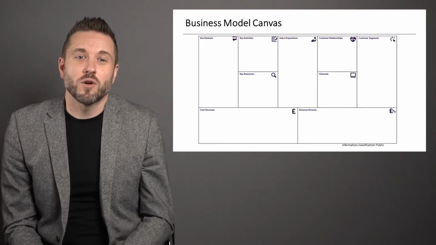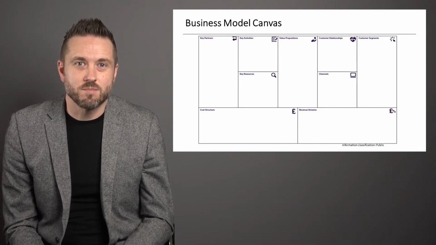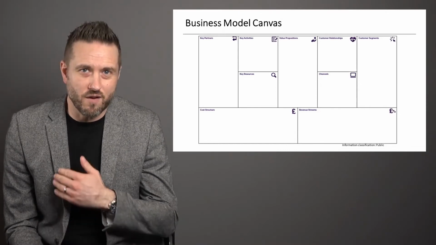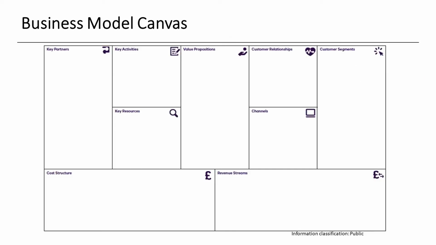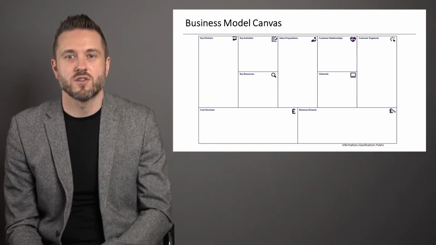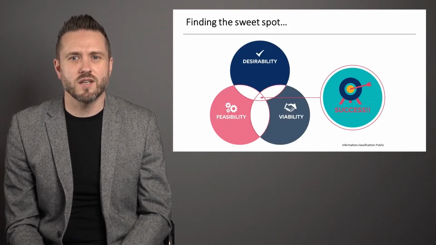So what do we mean by what is a business model canvas? I'm going to take you through a whistle-stop tour of what that concept is and what it means. And it basically breaks down into these segments here: key partners, key activities, key resources, value proposition, customer relationships, channels, customer segments, revenue streams, and cost structure. But what does that actually mean?